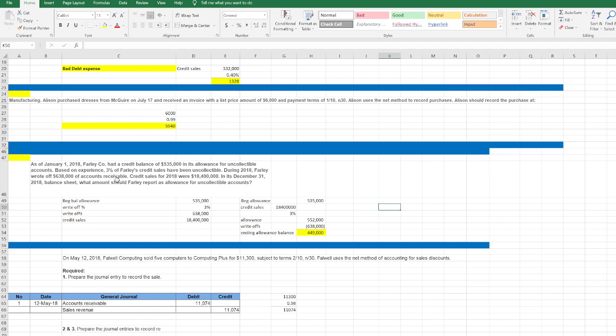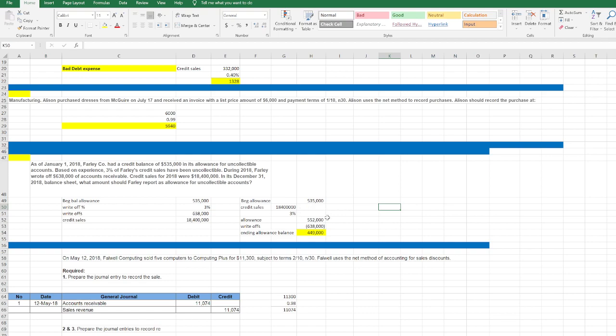And then based on 3%, Farley's credit sales have been uncollectible. Farley wrote off $638,000 and had credit sales of $18,400,000. So what amount should Farley report as allowance for uncollectible accounts? Okay, so what is the ending balance? So we have a beginning balance of $535,000.